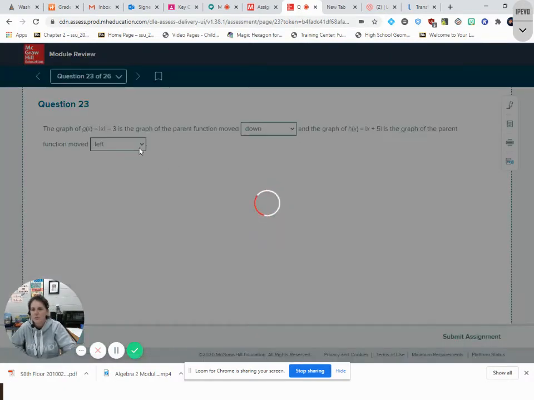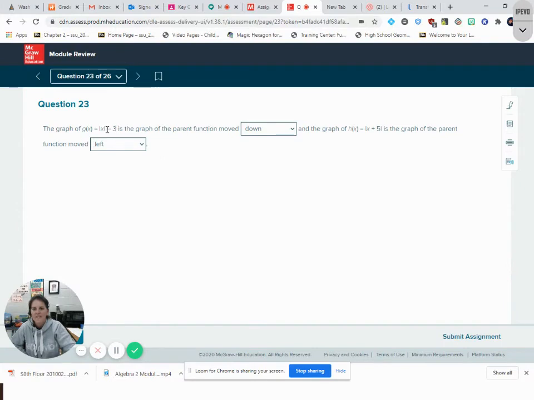Okay, number 23. This minus 3 tells me that it shifts down 3 units. Inside the parentheses, we add 5. So remember, the formula should be the absolute value of x minus something. So in order for it to be a positive, we know we must have subtracted a negative number because minus a negative is a positive. So minus 5 tells me that it shifted to the left. Minus negative 5 tells me that it shifted to the left 5 units.